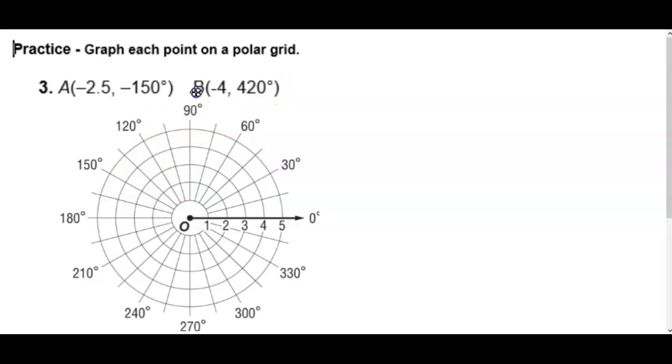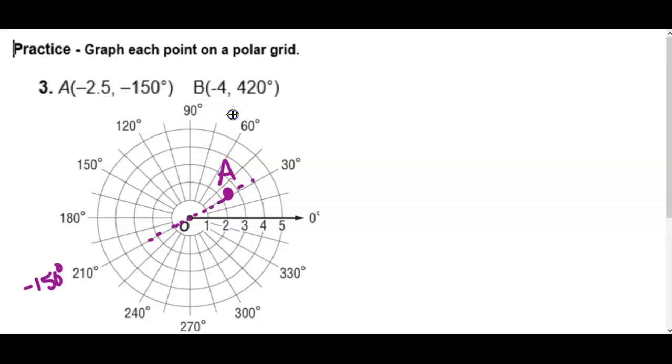So again, we have degrees, a negative 150. Well, positive 150 is almost to 180. Negative 150 would be here on this line. But we're not supposed to stay there. We're supposed to go backwards, which would match up with the 30 here if we did 180. And we're supposed to go backwards 2.5. 1, 2.5. So we're right here at A.